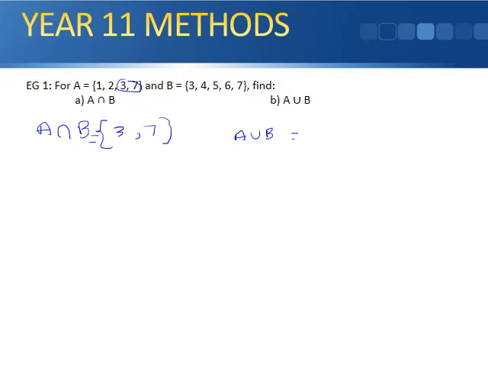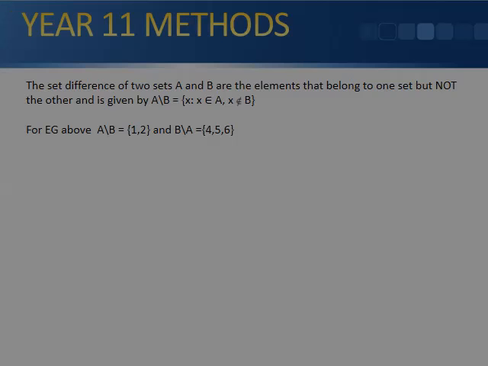And this one, part B, A union B, means the elements that belong to A or B. So we write every element that belongs to either. So 1, 2, 3, 4 is in B, 5, 6, and 7.